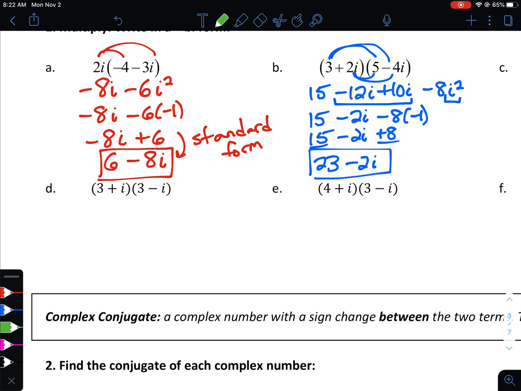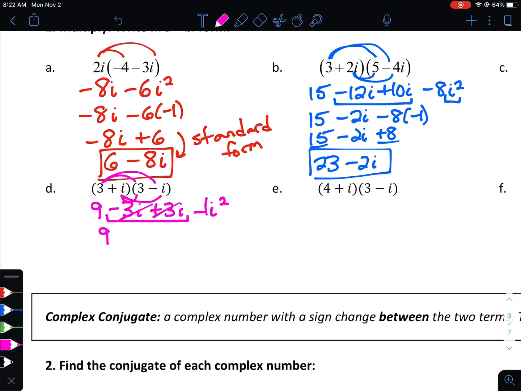All right. Let's next take a look at D. So on example D, let's go ahead and start by distributing. So we'll get 3 multiplied by 3 is 9. 3 multiplied by -i is a -3i. Then we'll take i and multiply by 3 is 3i. Then i multiplied by -i is a -i squared, or a -1i squared would be another way to think about that.